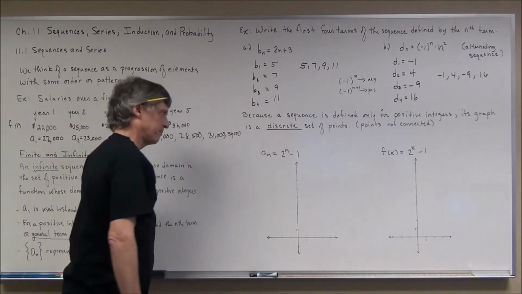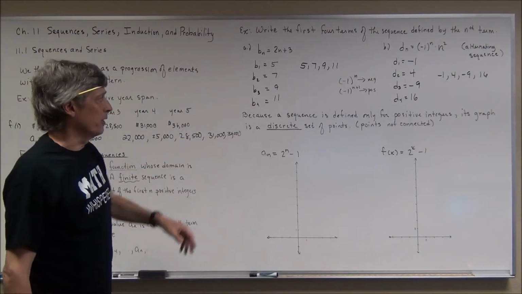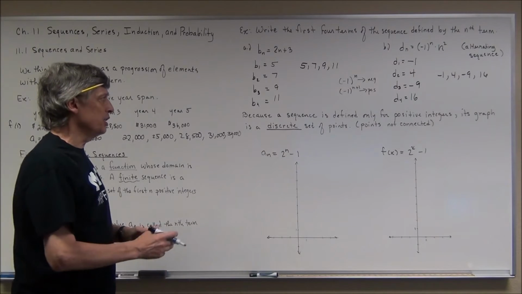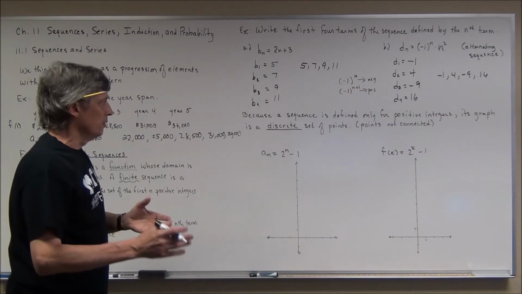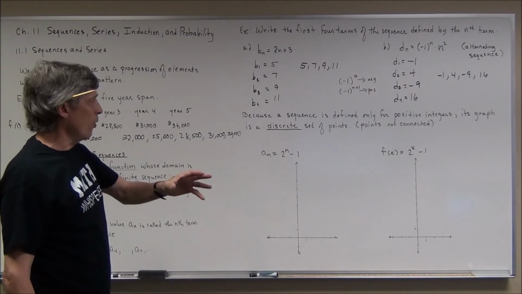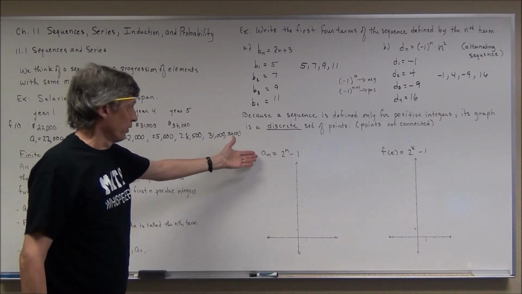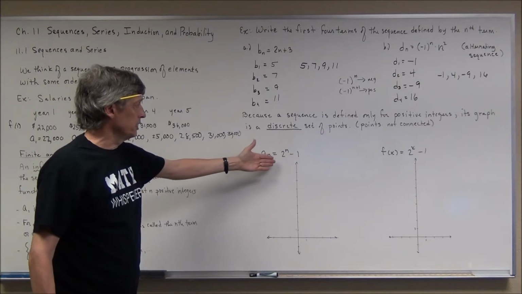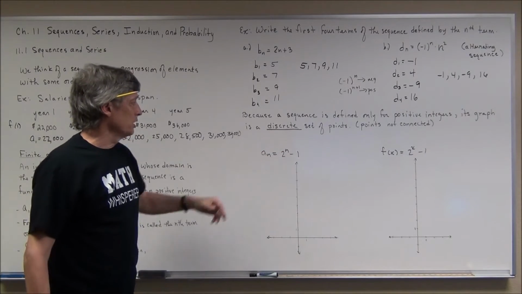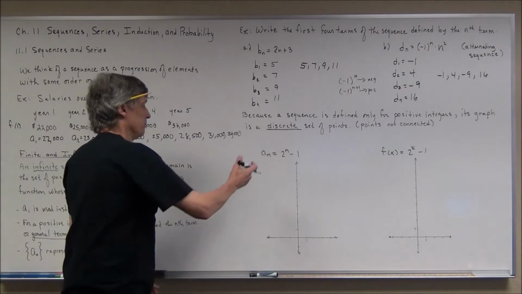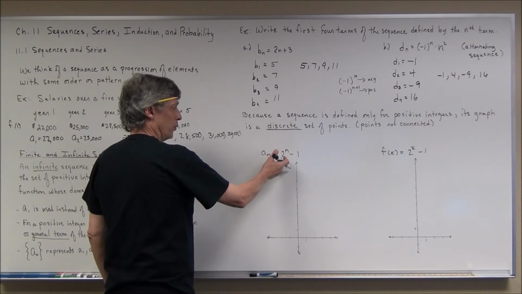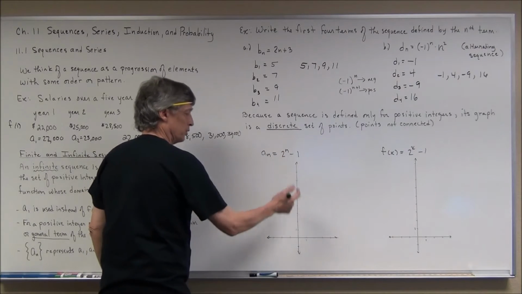A discrete set of points. It means that it's not continuous, it's broken up into individual points rather than a curve. So if I was to, for example, take this one right here, a sub n is equal to 2 to the n minus 1. I would start with a sub 1. A sub 1 would be 2 to the first, which is 2, minus 1 is 1.